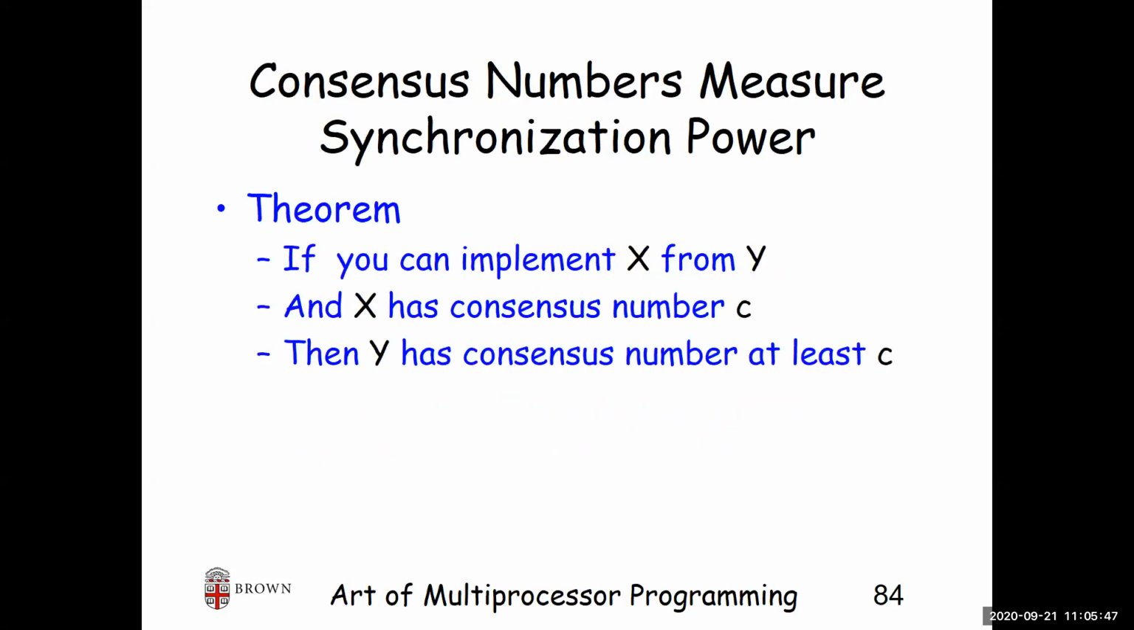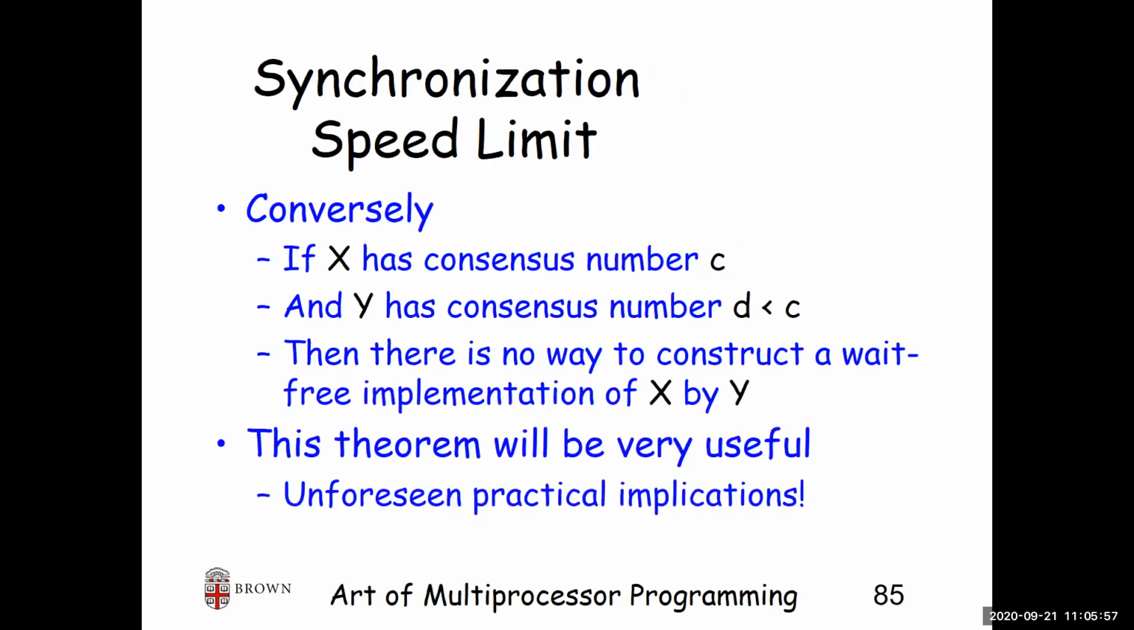Consensus numbers measure synchronization power. So if you can implement X from Y and X has consensus number C, then Y has consensus number at least C. Conversely, if X has consensus number C and Y has consensus number D less than C, there is no way to construct a wait-free implementation of X by Y. So this theorem will be useful and will have some practical implications.